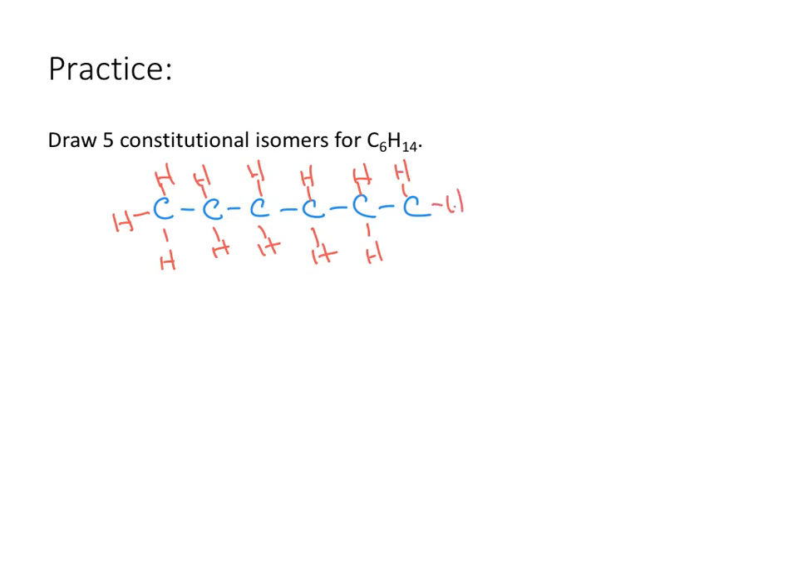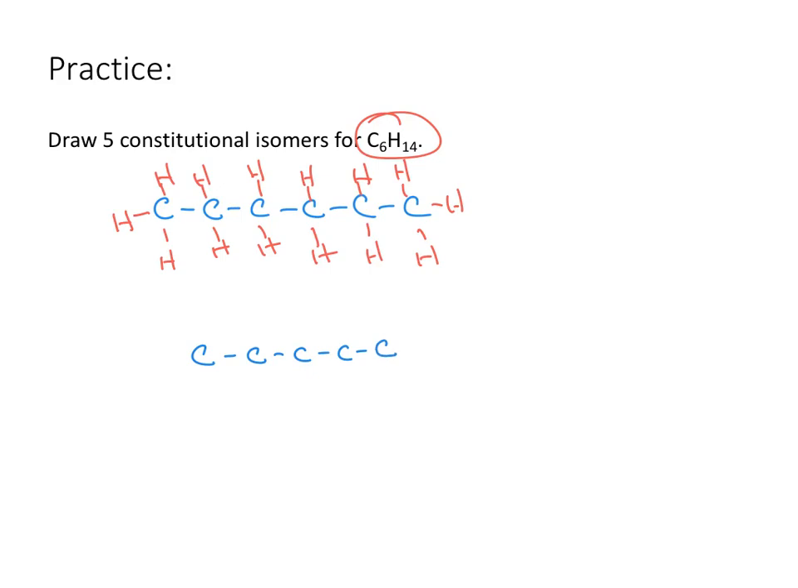Okay, so now I've got a formula of C6H14, and I have indeed drawn 6 carbons and 1, 2, 3, 4, 5, 6, 7, 8, 9, 10, 11, 12, 13, 14 hydrogens. So I need to draw 4 more constitutional isomers. So I'm going to draw 5 carbons this time.